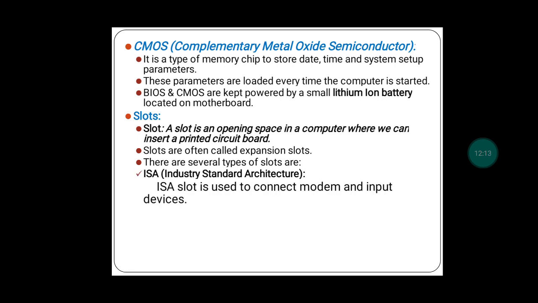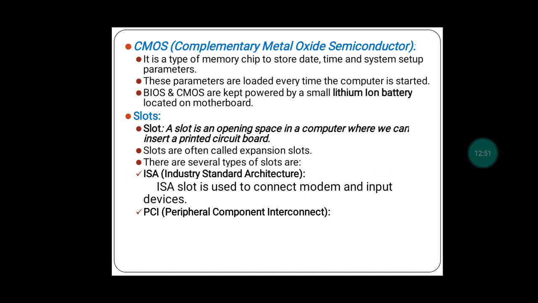So the first one is ISA, that is industry standard architecture. Here also one more question can be asked, expand ISA, and it was asked in one of the annual examination question papers. So what you need to write: ISA stands for industry standard architecture, and this slot is used to connect a modem and input devices to your computer system. This was the earliest slot, used to connect a modem, in the sense modulators and demodulators, and some input devices to the computer system.